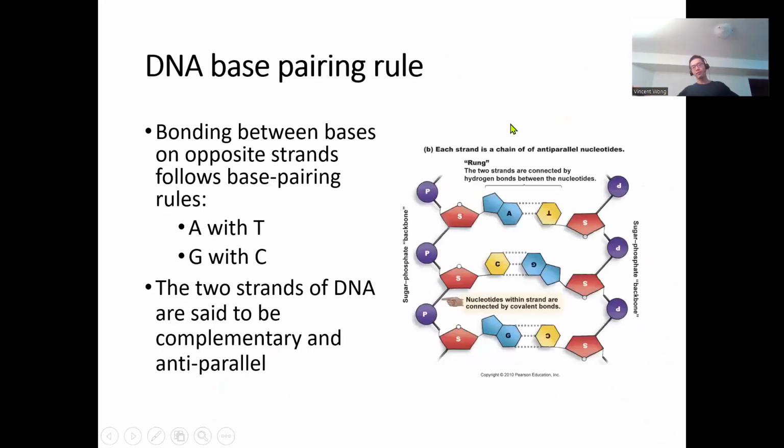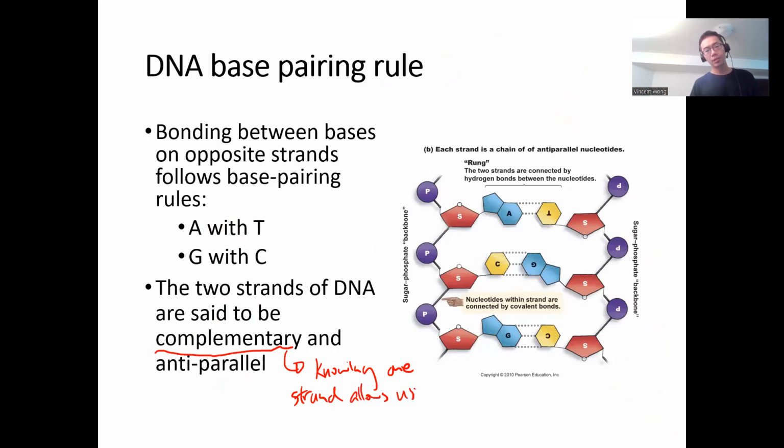All right, so you guys figured it out already, right? You see that A pairs with T and G pairs with C. Which means if you know one side of the ladder, you can actually predict what's on the other side. Okay, so this property is called, we say the DNA strands are complementary. Okay, meaning knowing one strand allows us to predict the other strand.